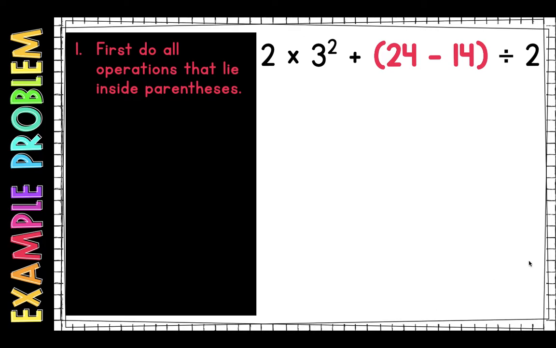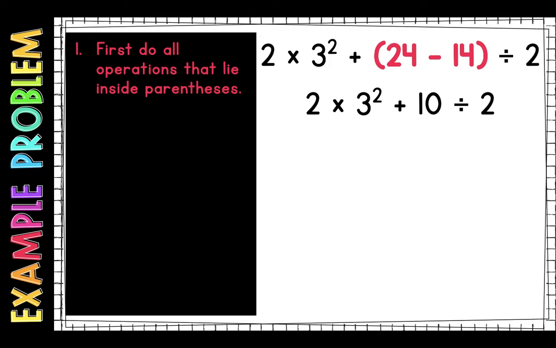And if you haven't seen parentheses before, they're just these curved lines that go around a set of numbers and operations and basically group those numbers and operations together so that they're done first. So I know that 24 minus 14 is 10. So I'm going to now rewrite this expression with 10 instead of those parentheses.